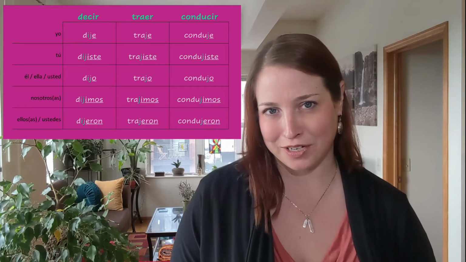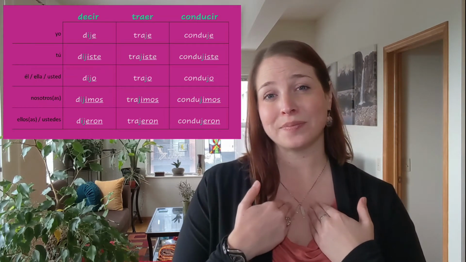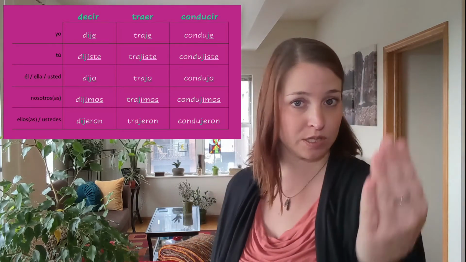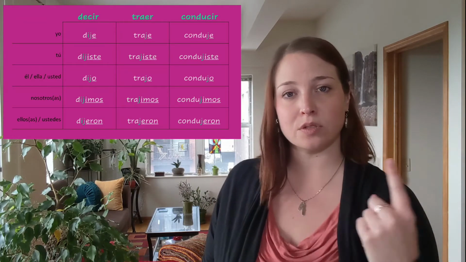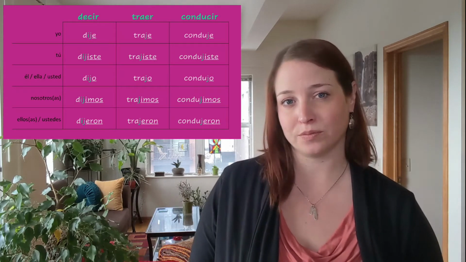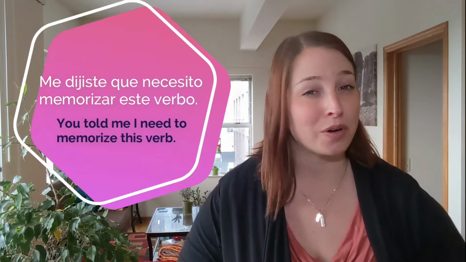The verbs decir and traer are very common, so make sure you memorize their forms. Let's practice a little. Repeat and gesture after me. Yo dije, tú dijiste, él, ella, usted dijo, nosotros dijimos, ellos, ustedes dijeron. Muy bien. Me dijiste que necesito memorizar este verbo.